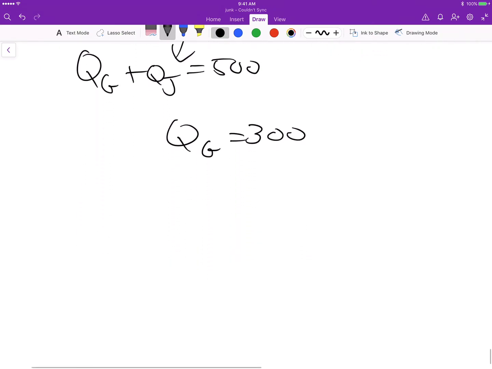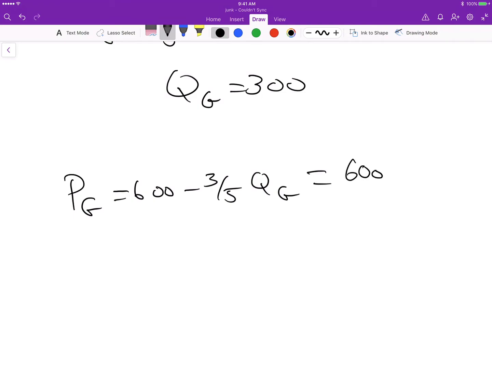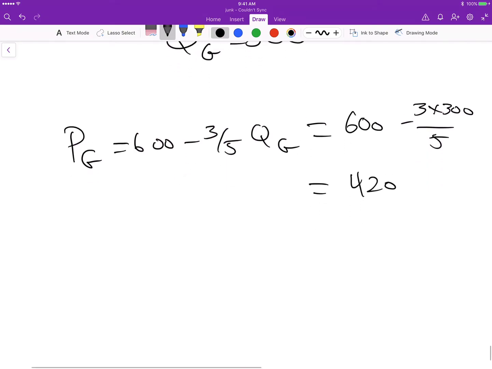Now the prices come from the preamble. We know that PG is equal to 600 minus 3/5 QG. So if we plug in 300 there, we have 600 minus 3 times 300 over 5. So that's 600 minus 180, which is 420. So PG is 420.